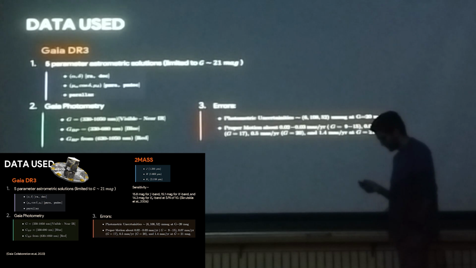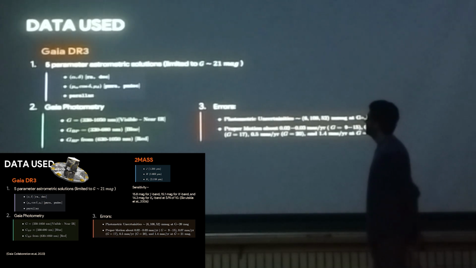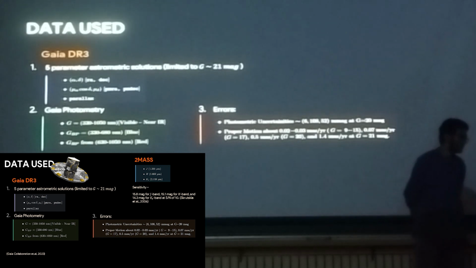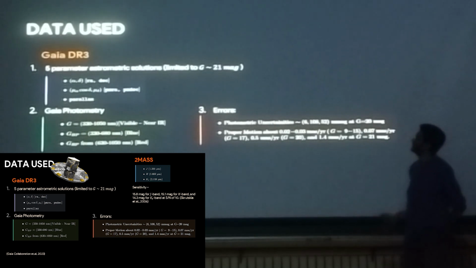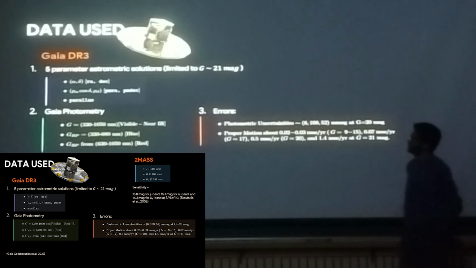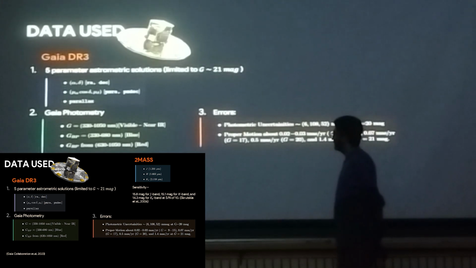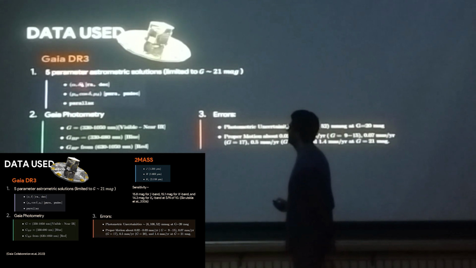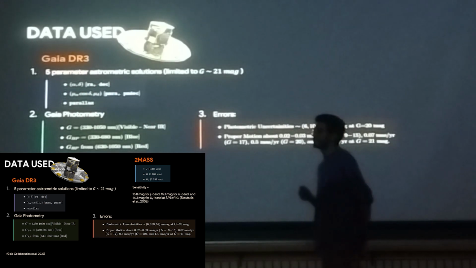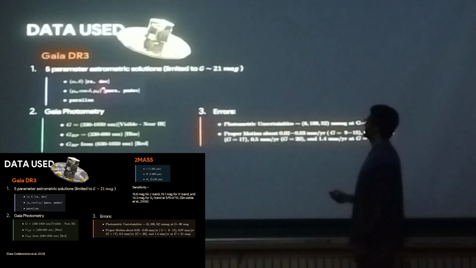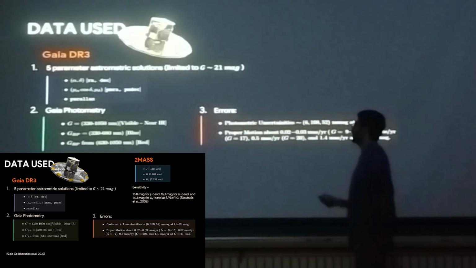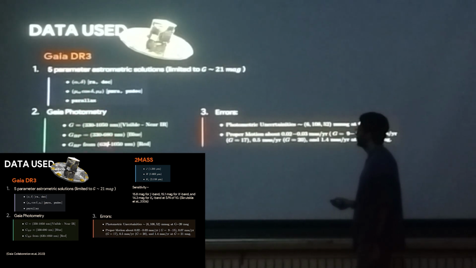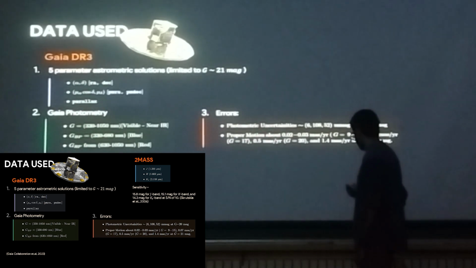So, what data did we use? We primarily use the data of the Gaia satellite, which is a satellite launched by the European Space Agency, and yes, it looks like a UFO. We consider the 5 parameter astrometric solution. These are alpha and delta, the position coordinates, and these are the proper motion coordinates, like Vx, Vy. These are the parallax, and these are the photometry, and these are the errors.